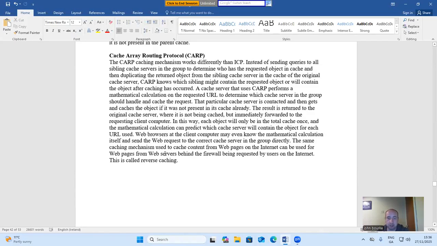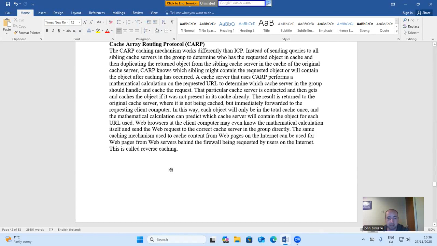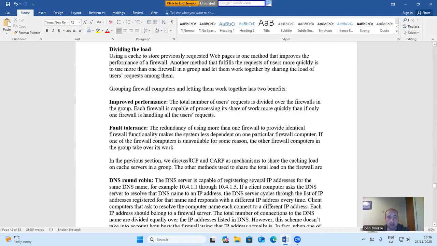The same caching mechanism used to cache content from web pages on the internet can be used for web pages from web servers behind a firewall being requested by users on the internet. This is called reverse caching.